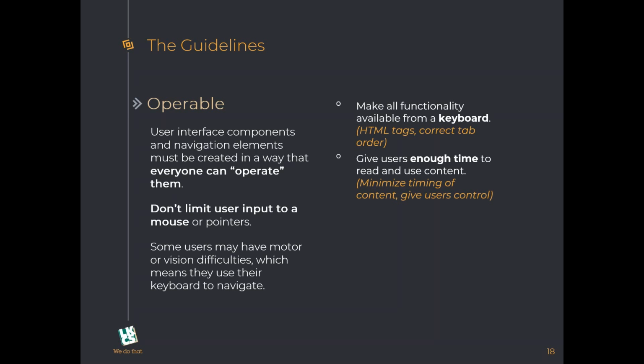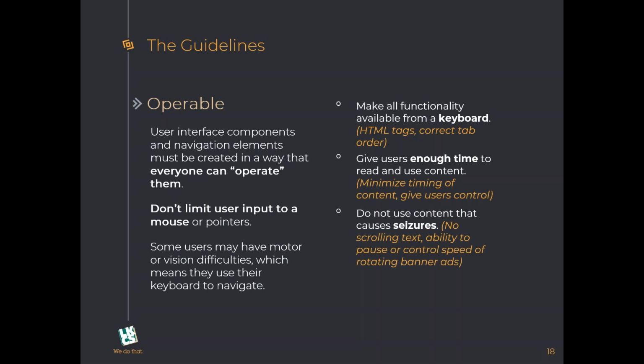We want to give users enough time to read and use content. So we want to minimize timing of content and give users control. A big common thing is your rotating banner area on your homepage. We don't want those banners rotating so fast that users can't actually get the information out of them. You want those to pause if they're hovered on or clicked on, so users can get through them before they switch to the next one. We want to give users the ability to go back and forth and move the content themselves.